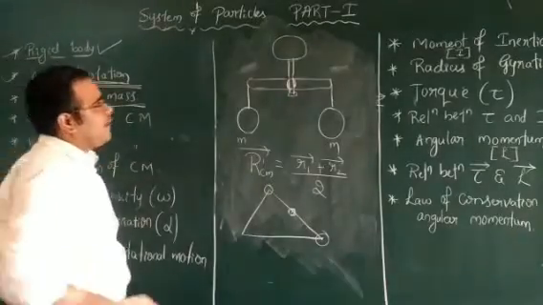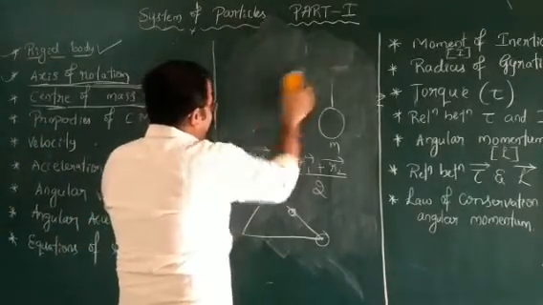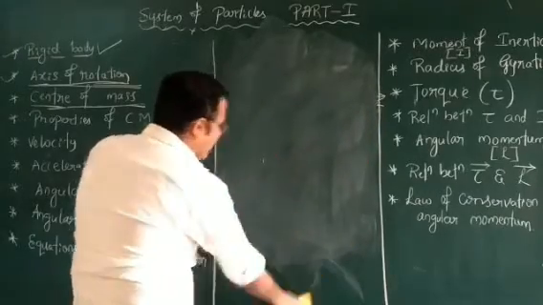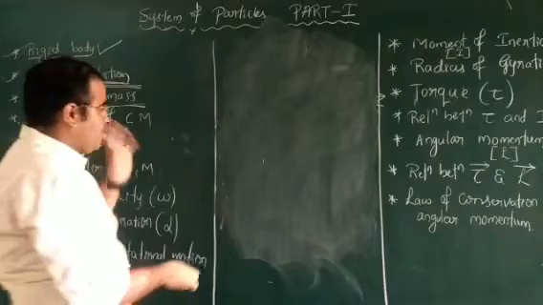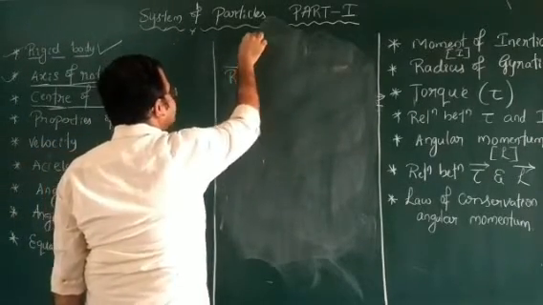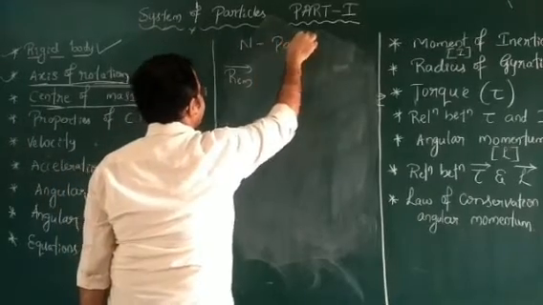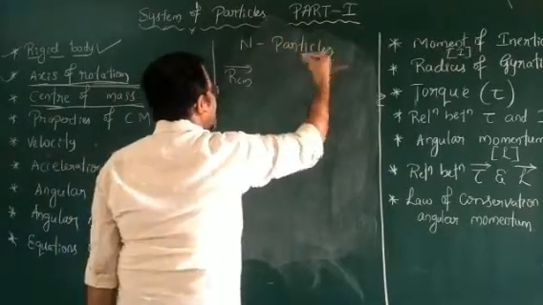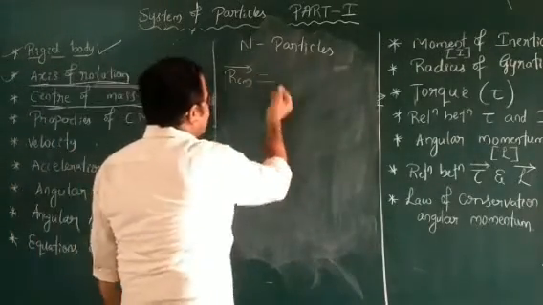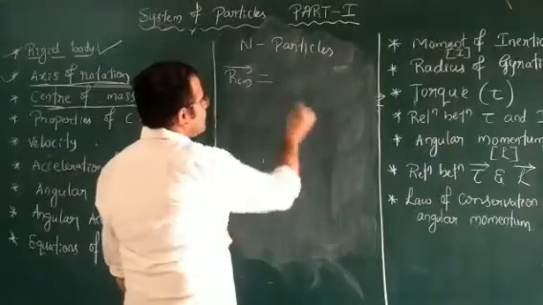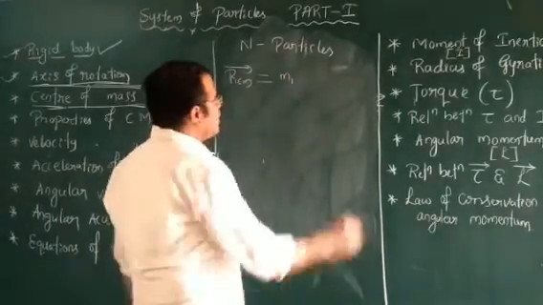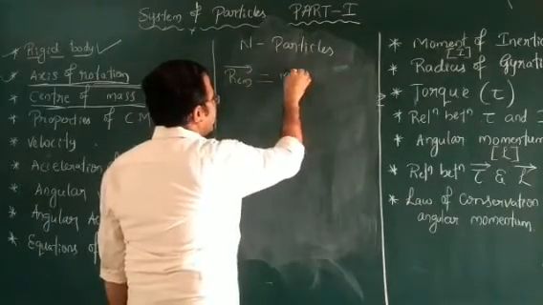Now, this applies only to two particles. But when we apply it to n number of particles, the center of mass is given by vector R_CM, which equals, corresponding to the first particle, m1 multiplied by vector r1.